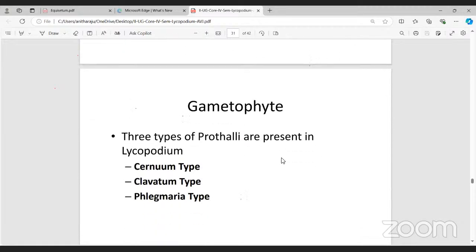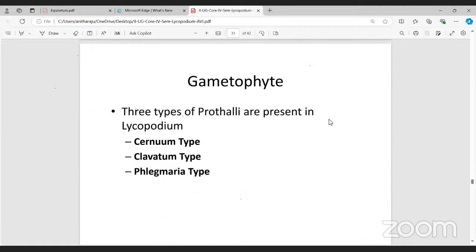After germination, the gametophyte is formed, right? There are 3 types of gametophyte. Another name is prothalli. Don't get confused by this word. Gametophyte or prothalli, these are 3 types: Cernuum type, Clavatum type, and Phlegmaria type. That is based on the species. But remember, these all belong to gametophyte or prothalli.